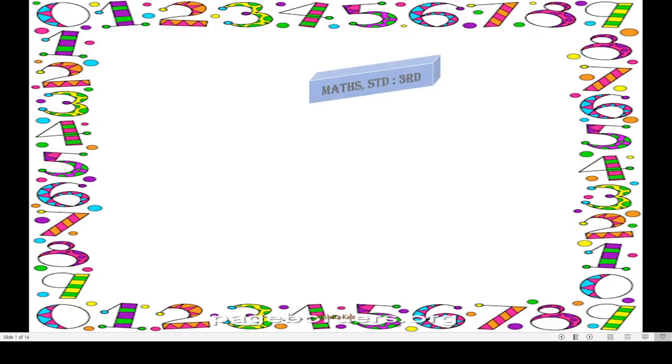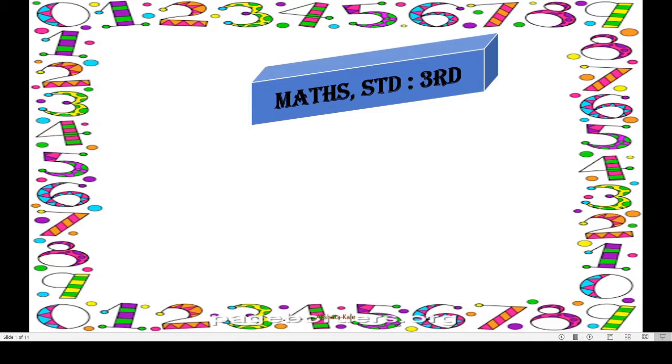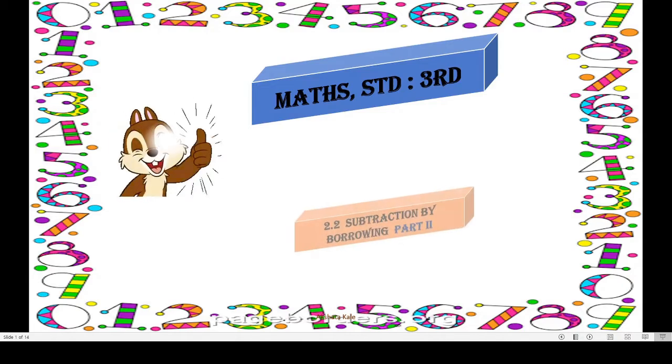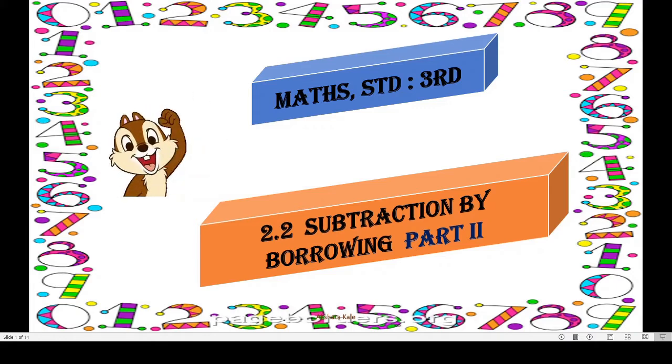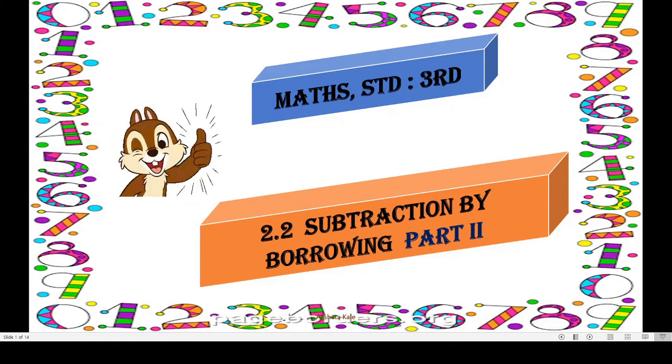Subject is Maths of Standard 3rd and the name of the topic is Subtraction by Borrowing Part 2. Dear children, we have already completed Part 1 of this topic, isn't it? We have solved so many examples, that is subtraction by untying the tens, subtraction by untying the hundreds, isn't it? Today we will solve some word problems. Okay?